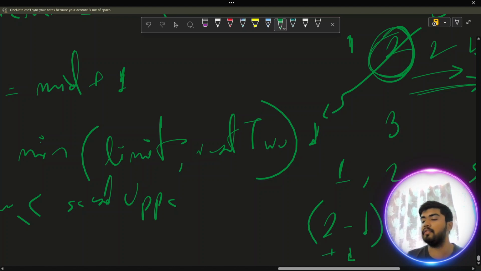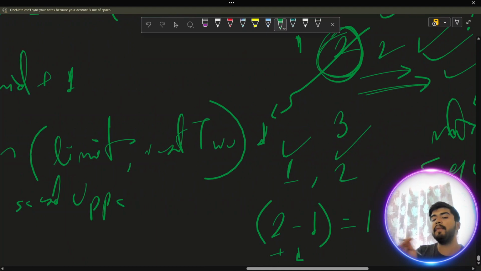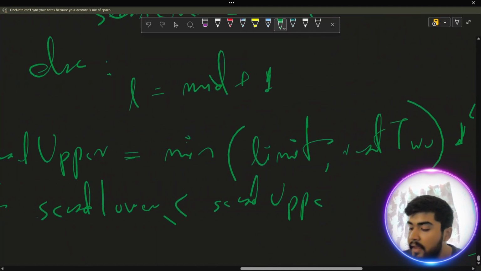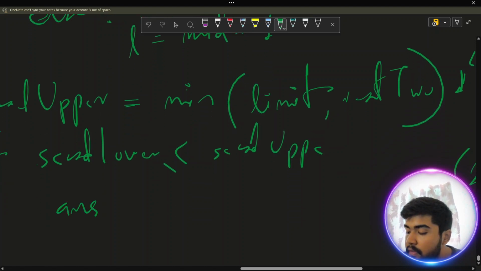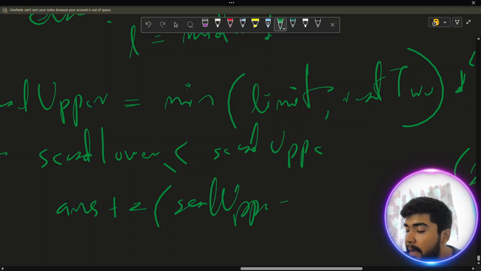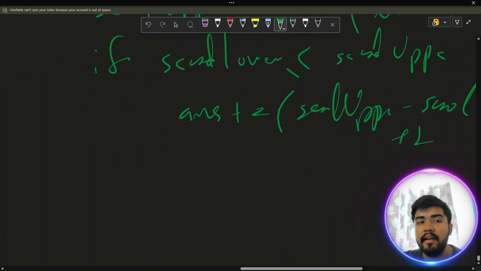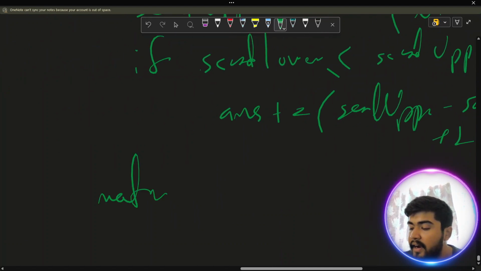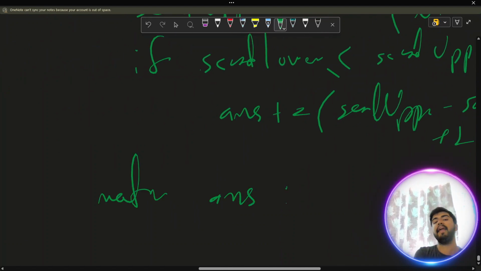So 2 minus 1 plus 1, right? I think you guys are getting it. For 1 we have a valid, for 2 also we have a valid. So it is nothing but upper minus lower plus 1, because 2 minus 1 is 1, and plus 1 is nothing but to consider both. So I can directly add to my answer plus equals second upper minus second lower plus 1. And finally I can return my answer. I can definitely do these things, and it is going to give you an AC.